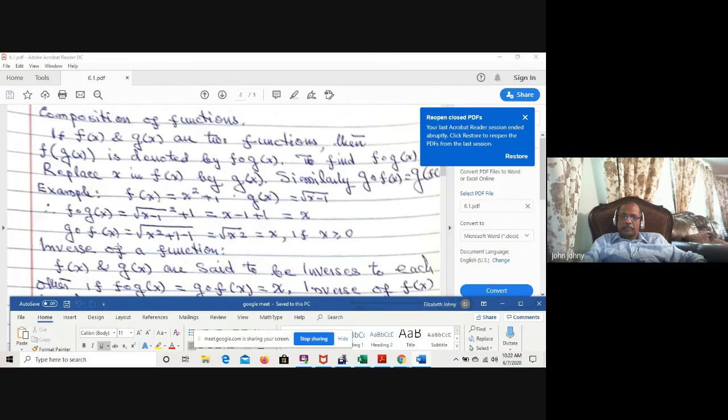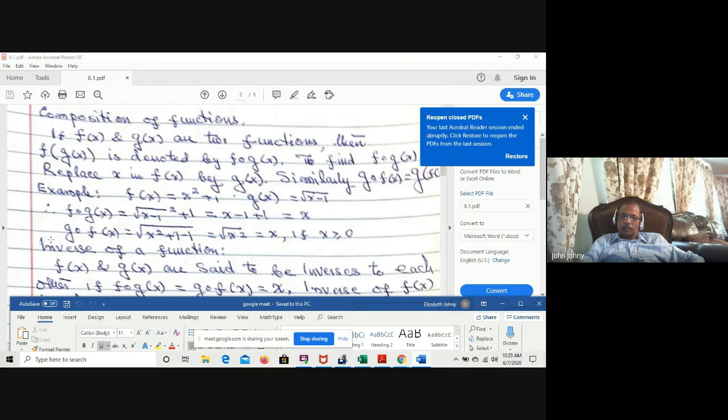One example is given here: f of x is equal to x squared plus 1 and g of x is equal to square root of x minus 1. Then for f of g of x, you replace x in f of x by g of x. So this x becomes square root of x minus 1 the whole squared plus 1. Square root of x minus 1 the whole squared is x minus 1. So it becomes x minus 1 plus 1. The 1 cancels, and the answer is x.